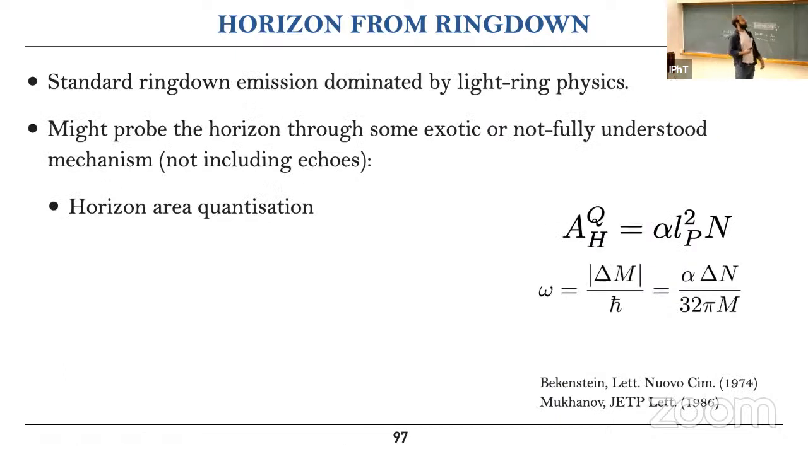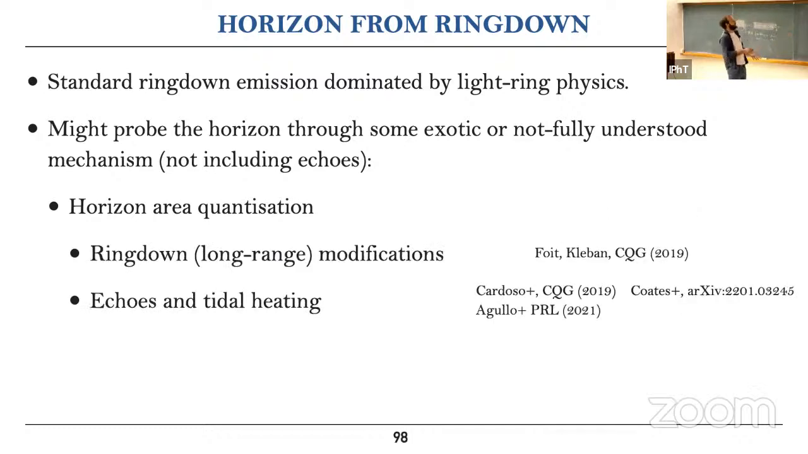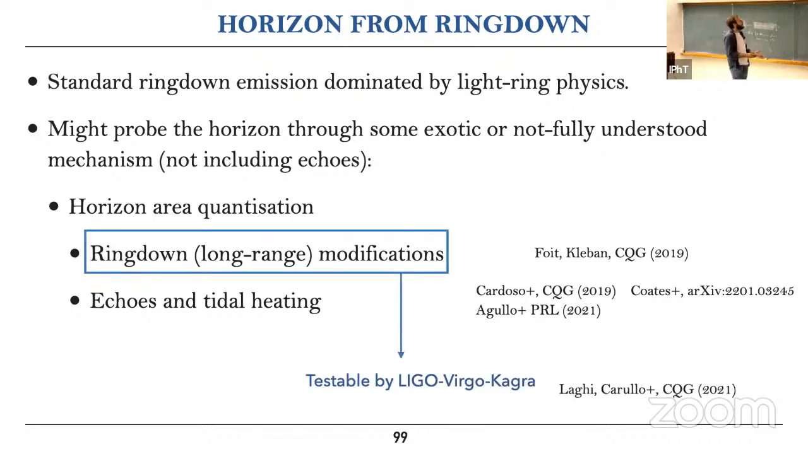Then you can start to get a bit more crazy. There is the horizon area quantization proposal, but this is going to affect the horizon, typically not the Ringdown. If you assume that the long range Ringdown modifications are also proportional to the horizon quantization frequency, then in principle, it's a prediction of this model. It's a far-fetched model, but the good thing is that it's testable by LIGO-Virgo-KAGRA, because when you have the spectrum dictated by horizon quantization, it doesn't have a continuous limit to GR. It's completely disconnected from GR, and so it's very easy to test. So in the next few years, these kinds of crazy proposals will be very easy to test.